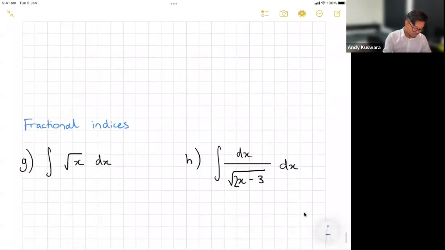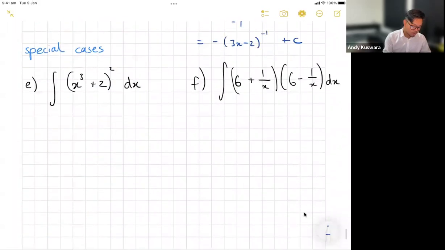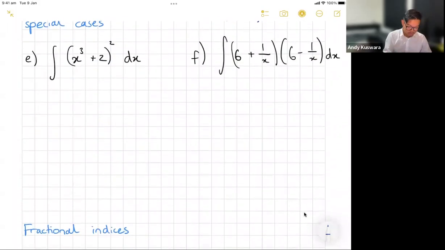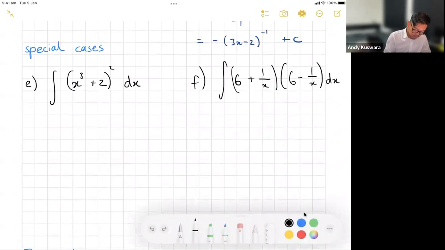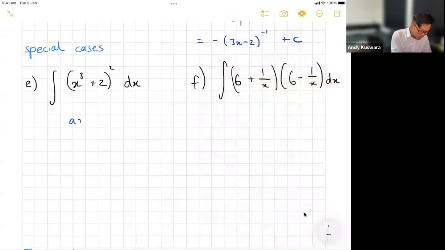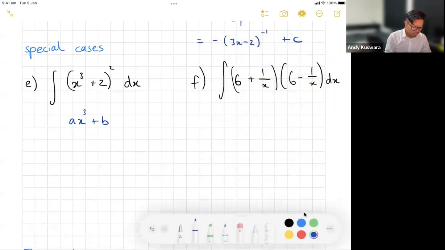Now, we've got 4 more, so hang tight with me. Sometimes we'll have special cases. If we've got (x cubed plus 2), notice this is not in the form of ax plus b, because it's an x cubed, so it doesn't quite work here. If you've got anything that is not just a singular x, we're going to have to deal with this differently.